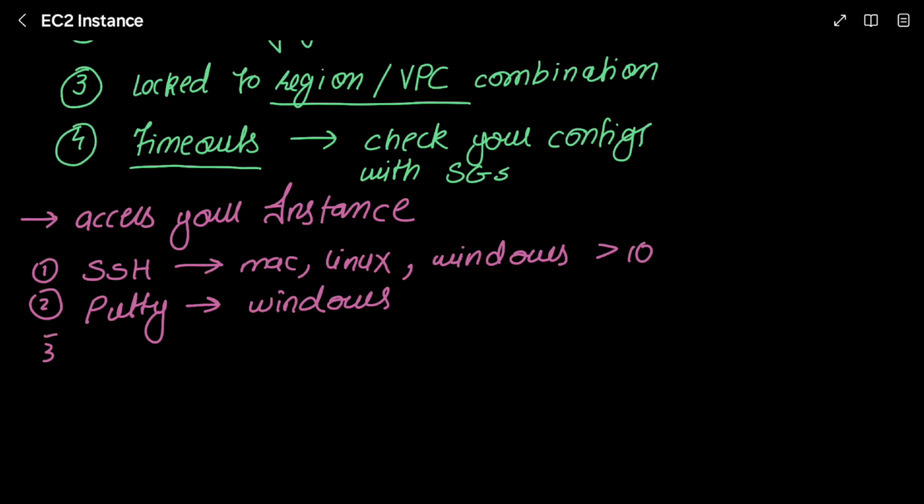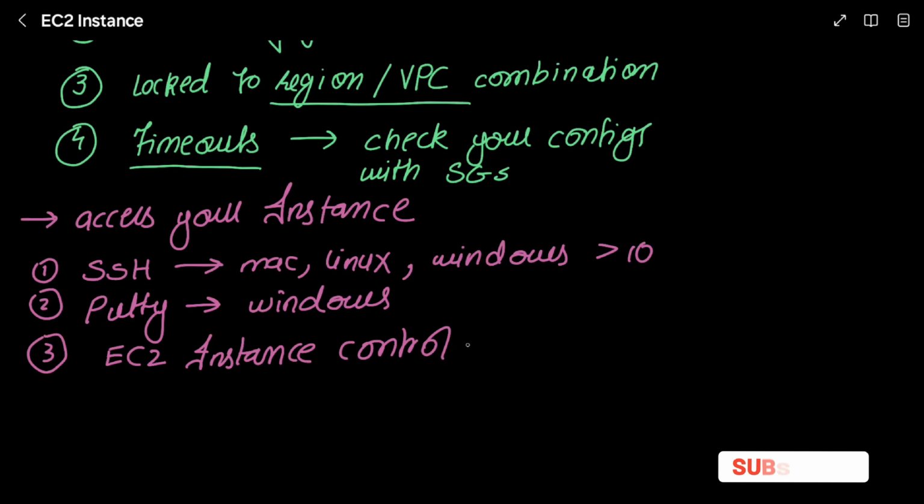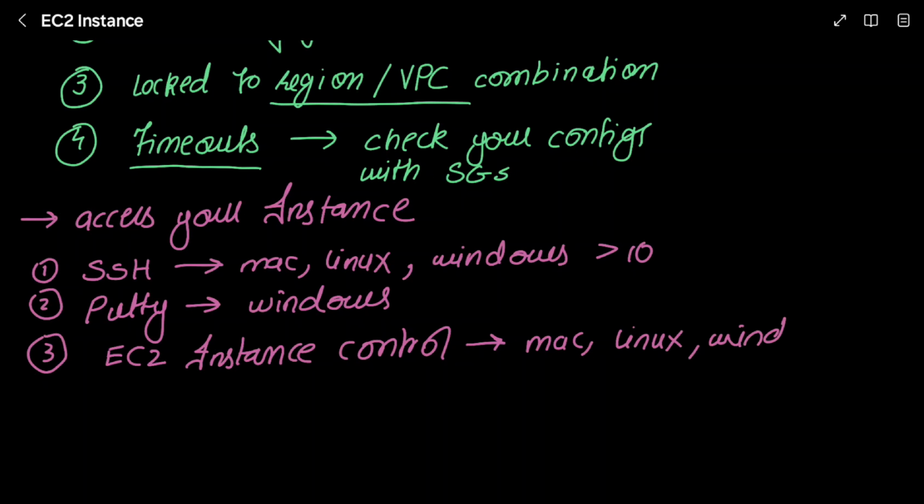Point number two. Point number three is you can use EC2 instance connect. It brings up the terminal within your cloud, similar to the terminal on your local machine. Since it resides within your cloud experience, it doesn't really matter if you're using Mac, Linux, or Windows. So it's a more simplified experience. These are the three ways through which you can access your EC2 instance. And yes, this can show up in your exam questions.